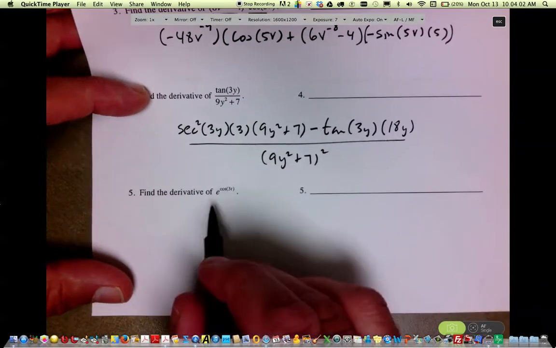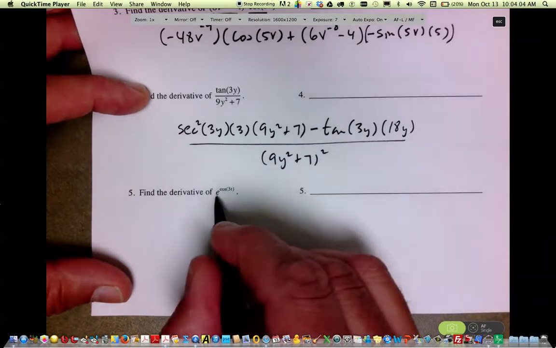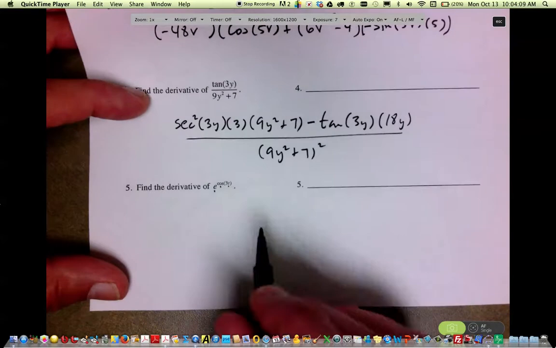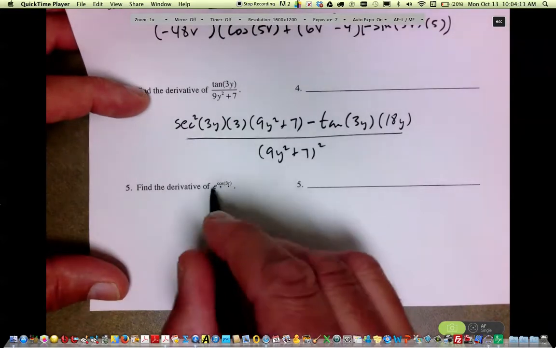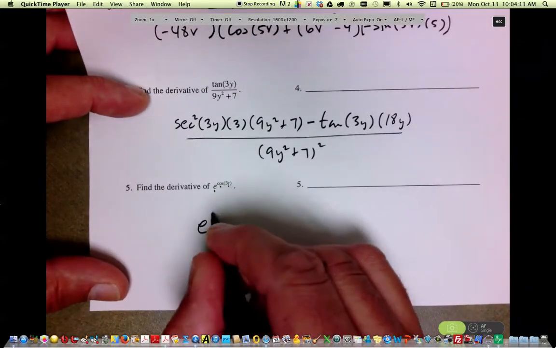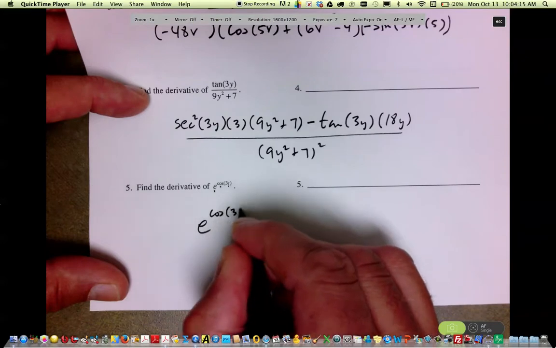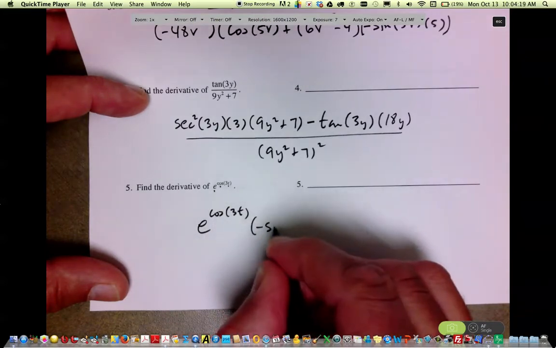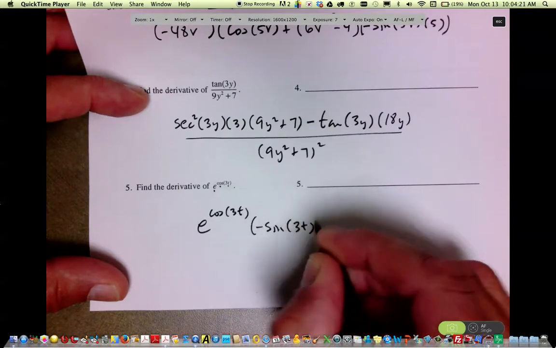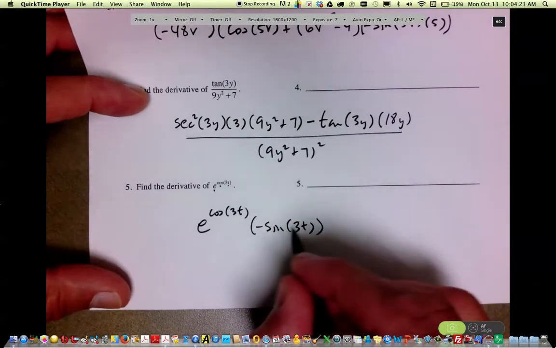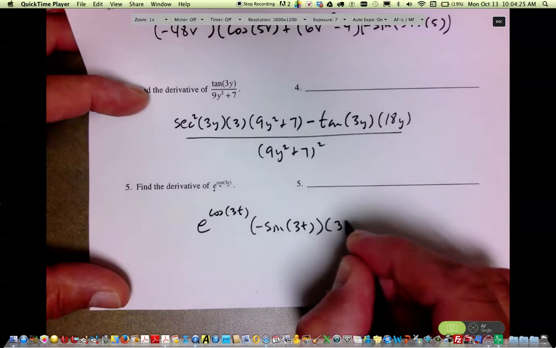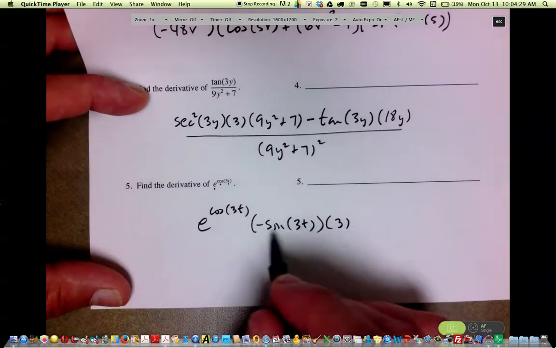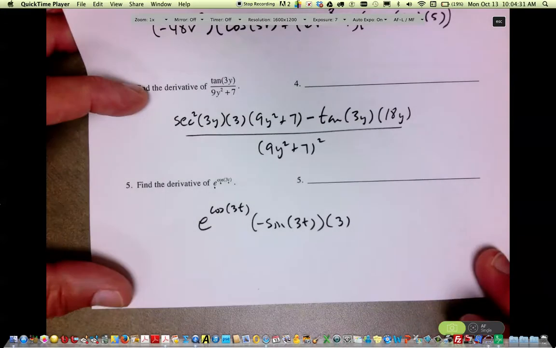Okay, the next one, this one's a little bit easier. I see 3 functions in here. Many of you missed one of the 3 functions, but we're going to end up with the derivative of e to a power is just e to the power. And then I've got to take the derivative of the power, which is negative sine of 3t. And then I've got one more application of the chain rule, and that's going to be multiply that by 3. Okay, and again, make sure you put the parentheses around the negative sign so it's not thinking of that as being subtraction.